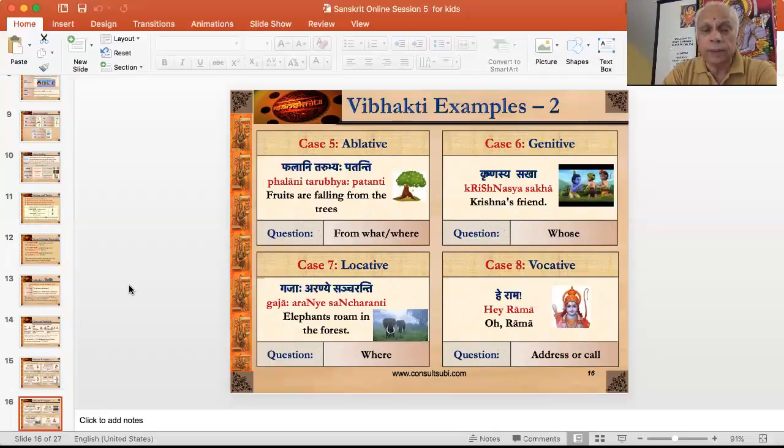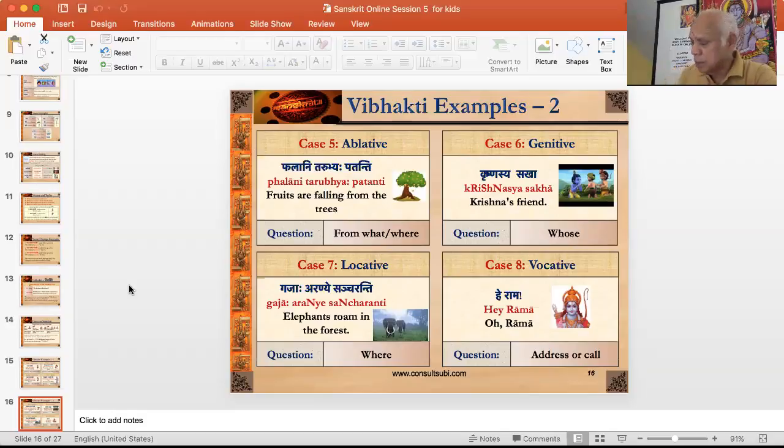Case 7 is called locative. Gajaha aranye sancharanti. Question is where? Aranye. Forest, in the forest. Aranya means in the forest. Gajaha kutra sancharanti, aranye sancharanti. Where do the elephants roam about? They roam in the forest. In the forest is defined by aranye. In, where. And the last case is 8, which is like when you call somebody, hey. Here it is called vocative, hey Ramaha, which means O Rama. If there are two Ramas, it says, hey Ramau. If there are multiple Ramas, you say, hey Ramaha. So when you say hey Ramaha, it means you are addressing many Ramas.